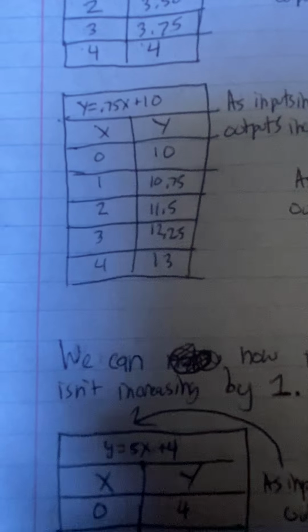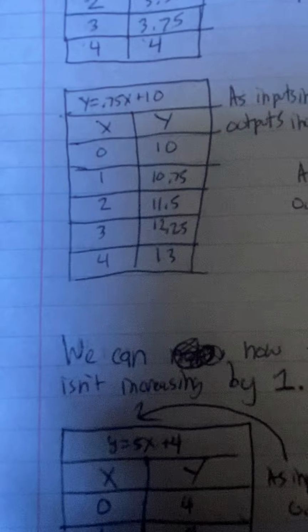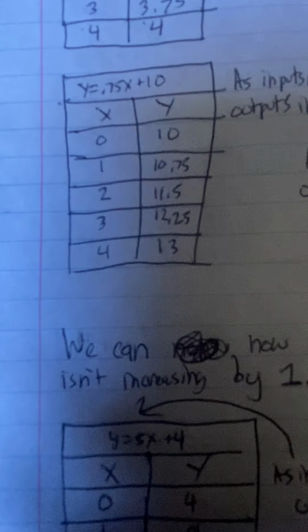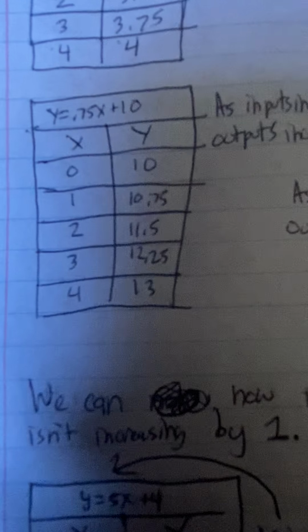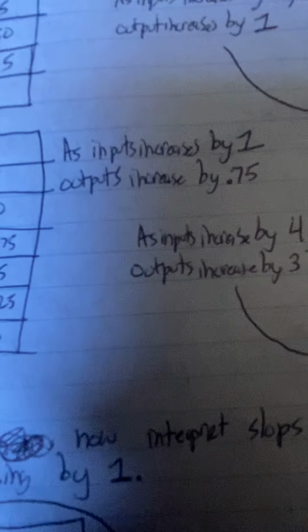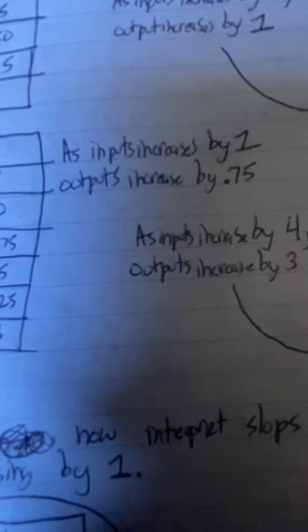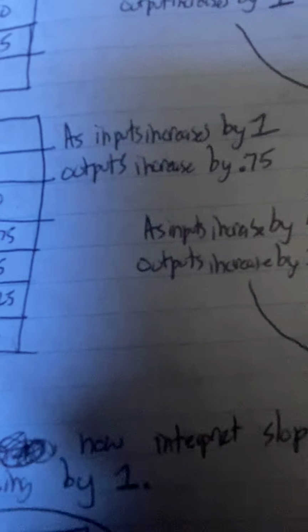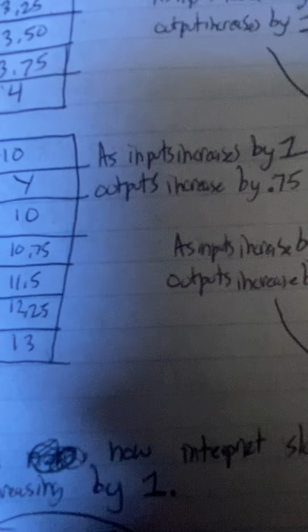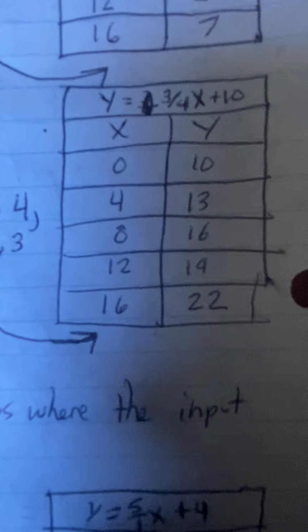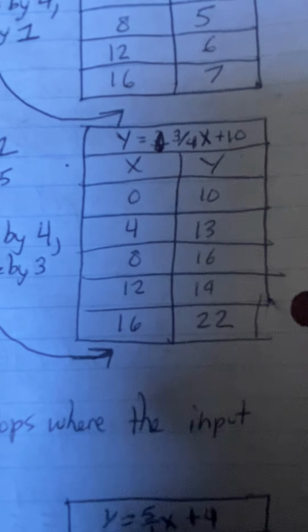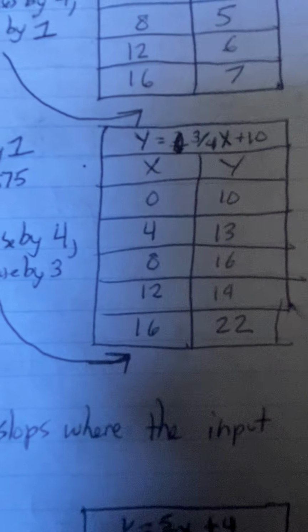Looking at another decimal we know, 0.75. Okay, so fill in this table, same thing as before. The inputs are increasing by 1 and the outputs are increasing by the slope of 0.75. So we would describe it as the inputs increase by 1, the outputs increase by 0.75. But we can also write 0.75 as 3 over 4. So we can also write it as y equals 3/4 x plus 10.